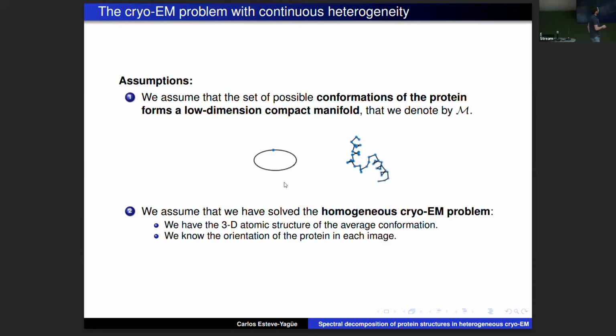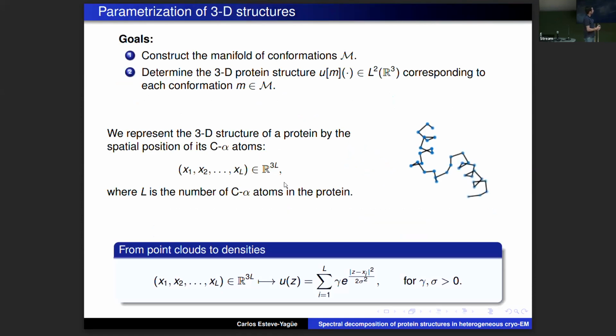We assume that the set of possible conformations is a compact manifold, and then we also assume that we have solved the homogeneous cryo-EM problem, which means that we have the average conformation, and we also know the orientation of its tomographic projection. So under these assumptions, we want to determine the structural variability.